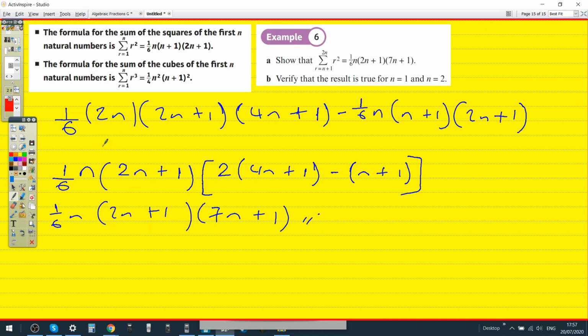Okay, B. You have to do B. Verify that the result is true for n is 1 and n is 2. That's just substituting, right? Wouldn't you just substitute it in and be like, yay, answer? But what does that exactly verify? I don't know. So when you sub in 1, do you just get 1? Do you just get 2? No, I think you have to put n is 1 and then solve.